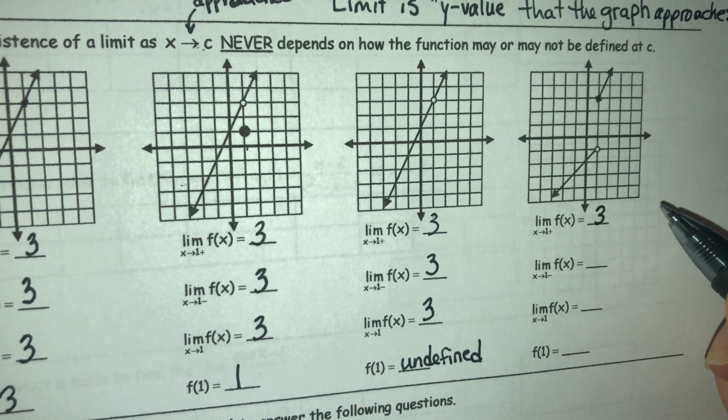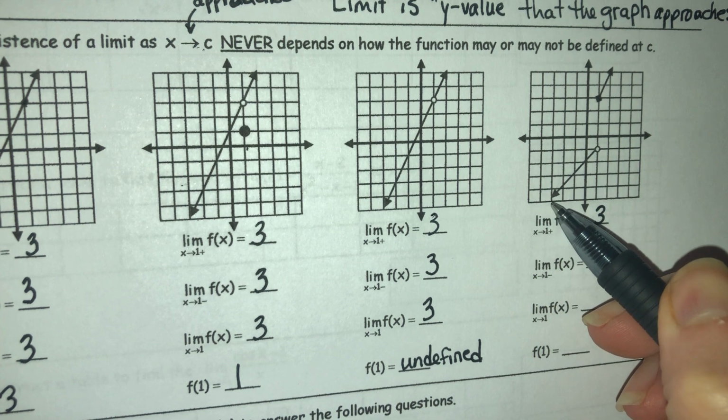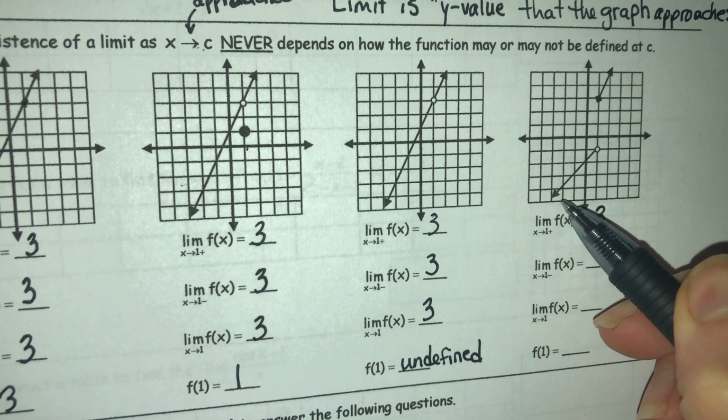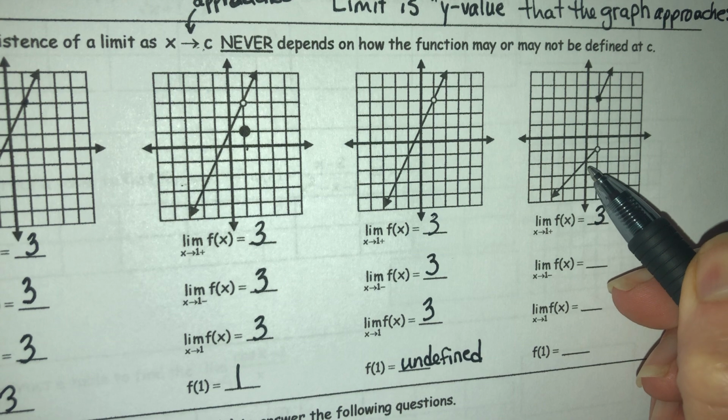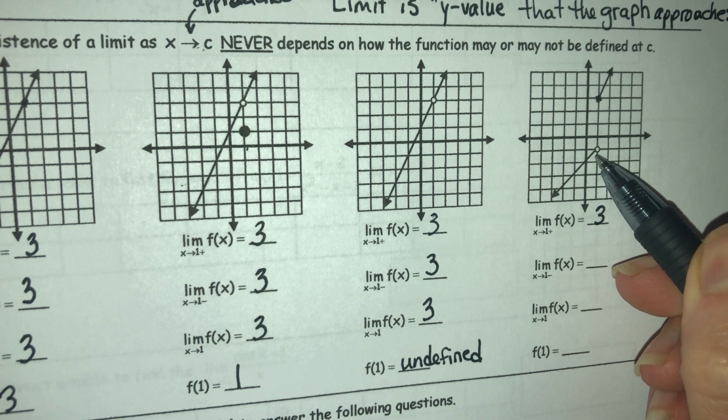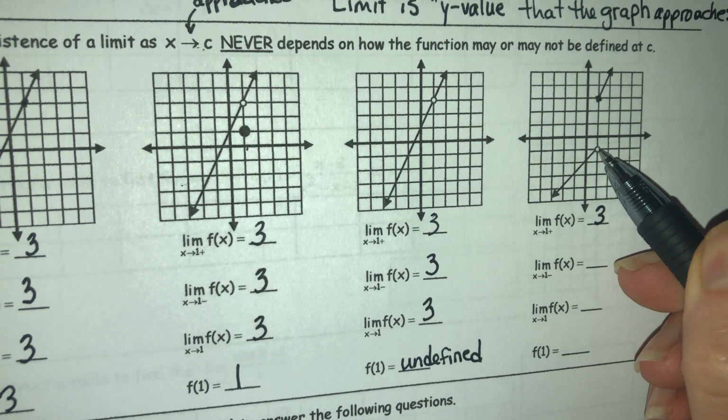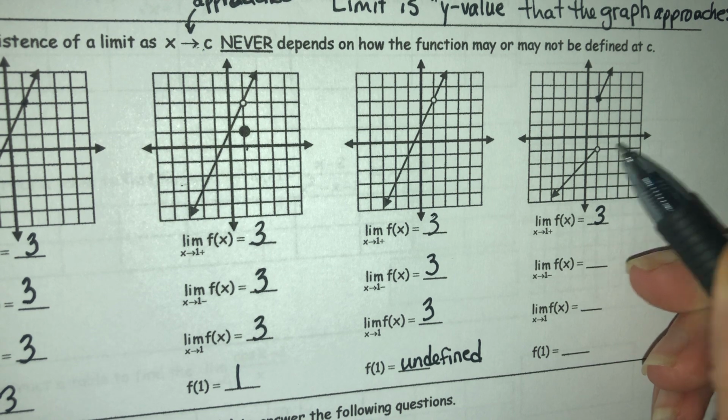Did you get it right? I bet you did. Okay, now, the limit as x is approaching 1 from the left-hand side of the graph, coming in from the left side, headed toward the number 1. The y value that my graph is approaching now is -1.